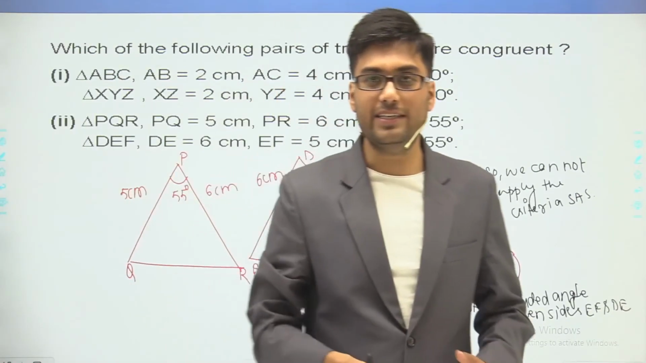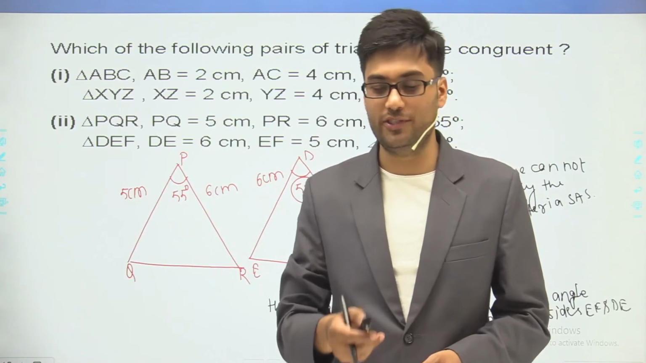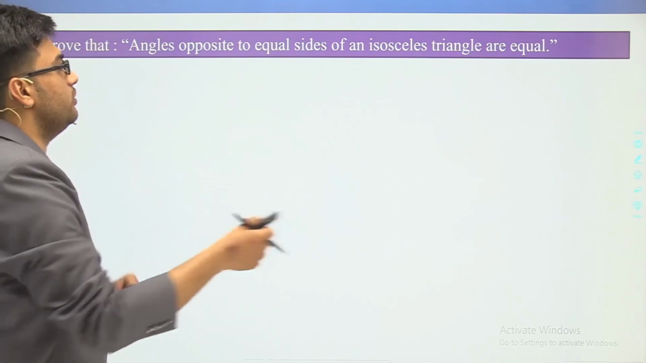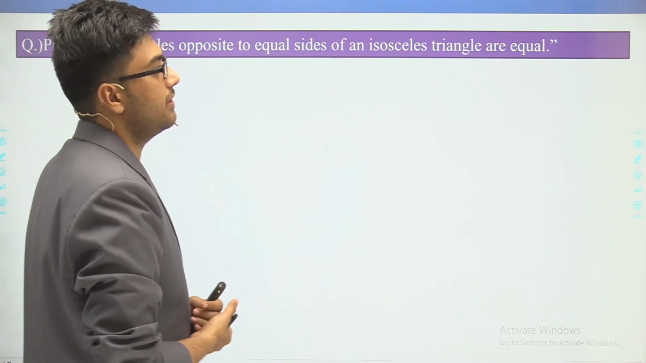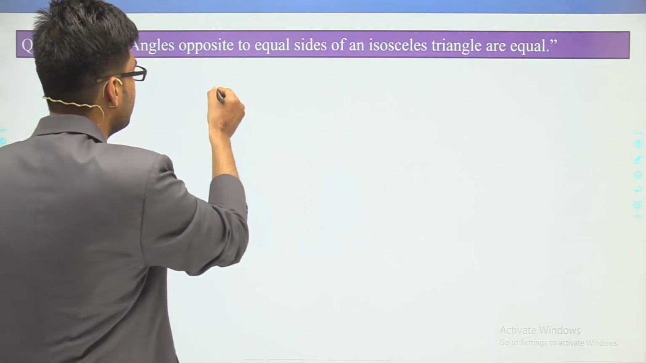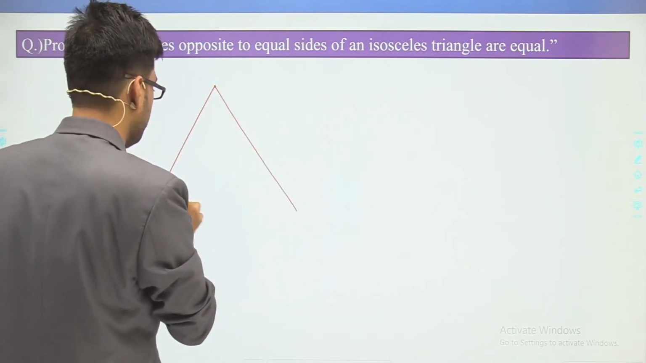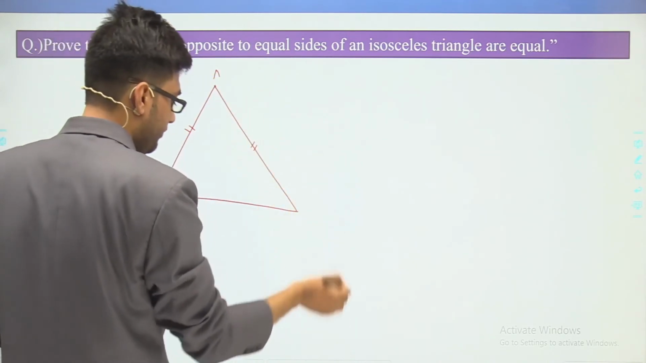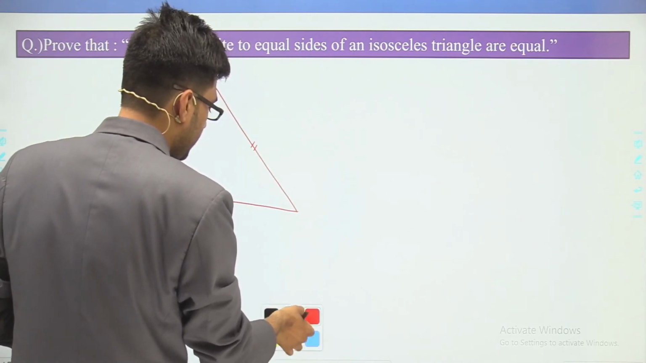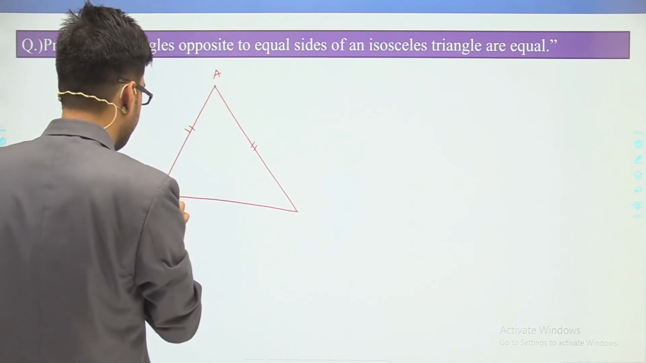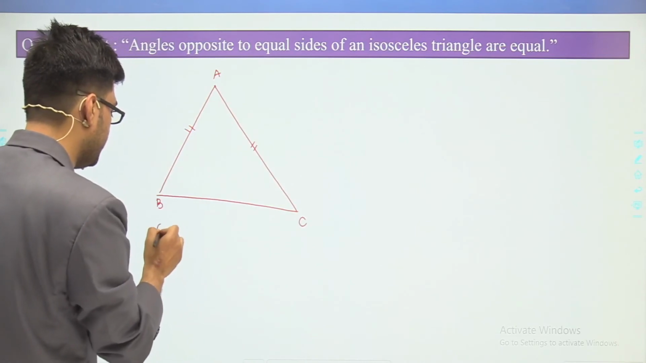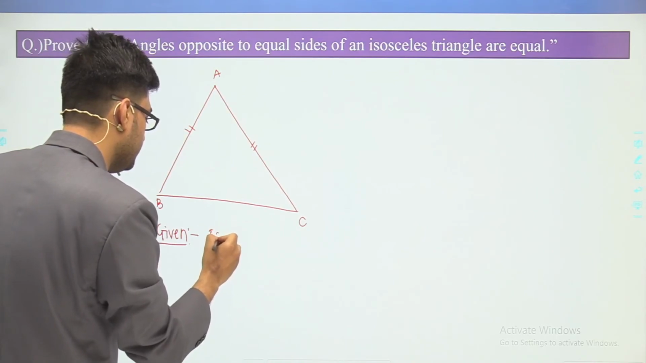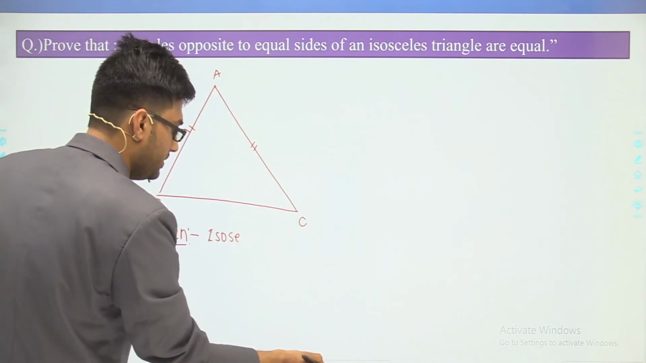So students, now let's move to the next question, and the next question is, prove that the angles opposite to equal sides of an isosceles triangle are equal. Students, as we discussed, in this chapter we prove the properties which we learned in the previous classes. So what is the given information here? Given, ABC is an isosceles triangle.